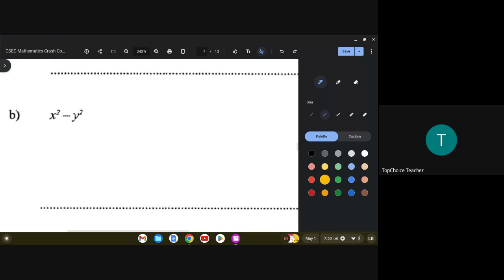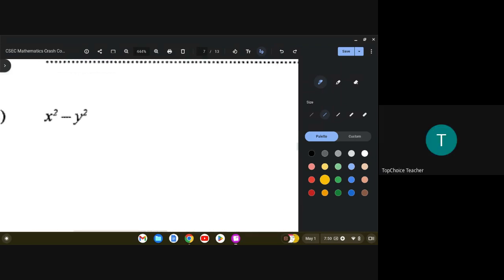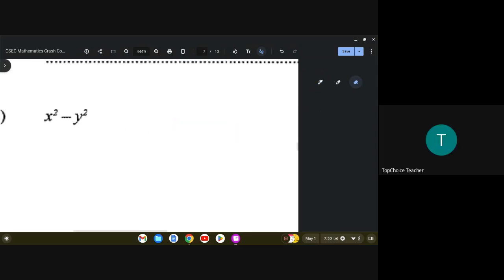What about b? Sure, that's the difference of two squares. Very good. Because you might be looking at this in the exam, x squared minus y squared, and think it has nothing in common. I know how many students write this, with one bracket having a plus. You know how many students wrote that? No, guys, do not do that.